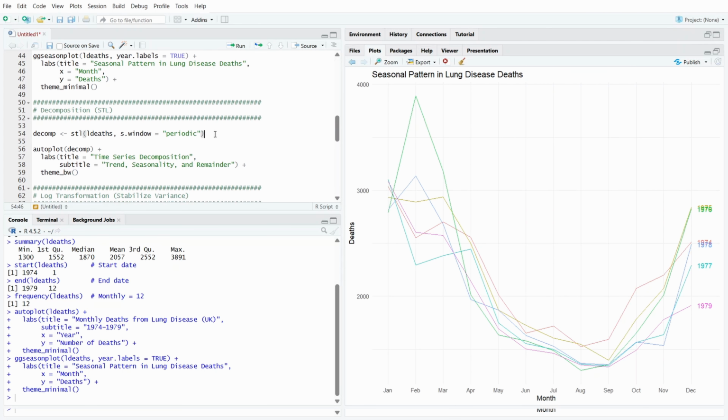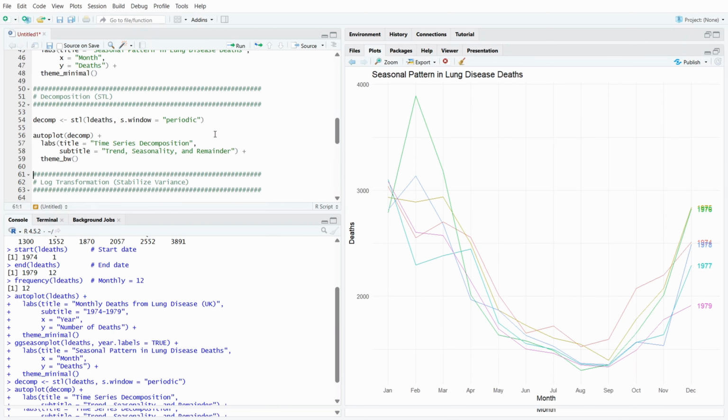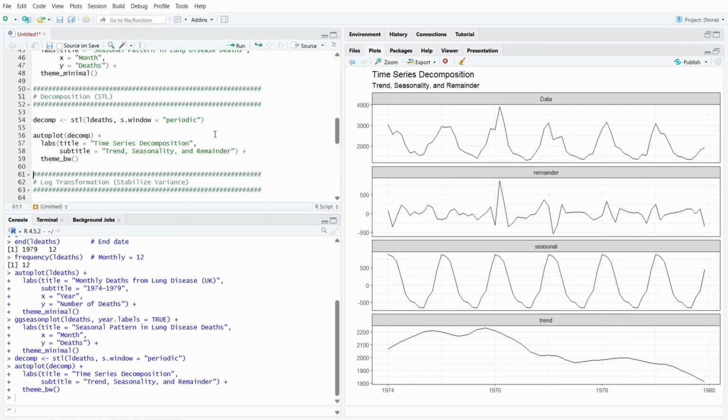One, the trend, the long-term direction. Two, the seasonality, the predictable yearly cycle. Three, the remainder, the random noise. Now we're looking at one of the most insightful views of the data, a time series decomposition. At the very top, we have our original raw data. It's chaotic and jagged because all the different forces, the season, the long-term changes, and random events are mashed together into one line.